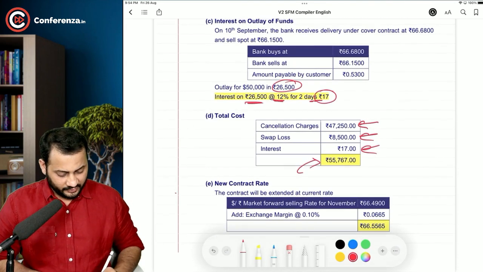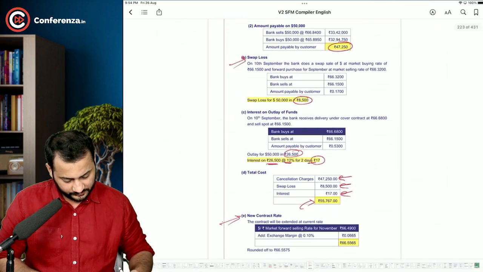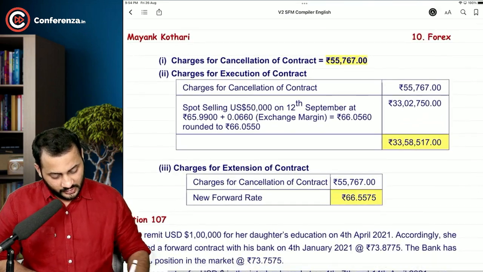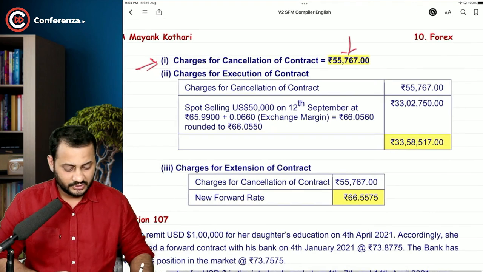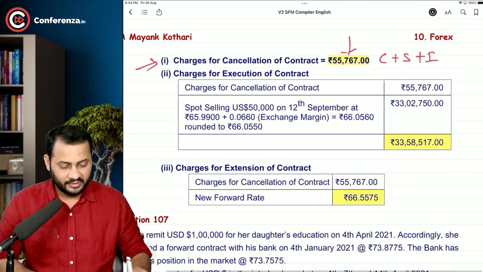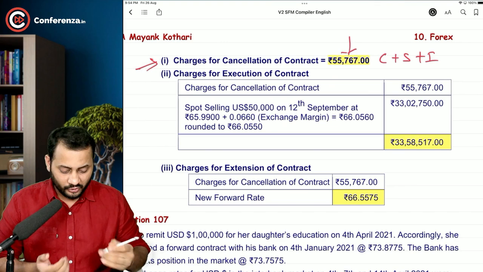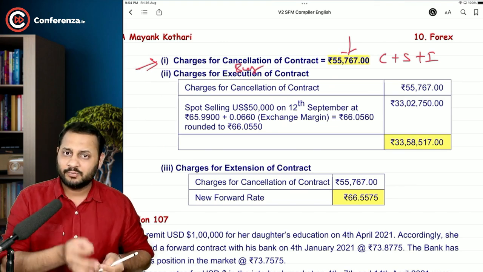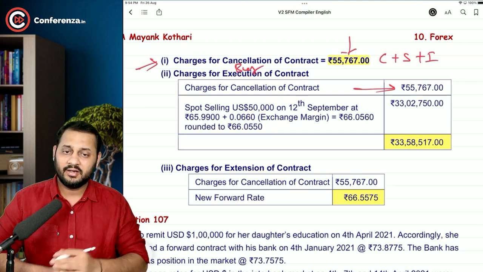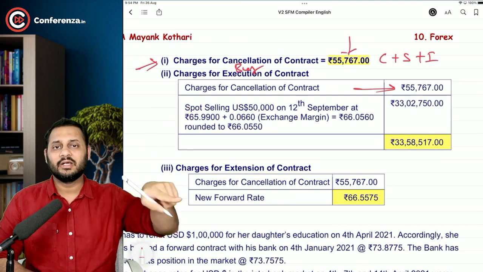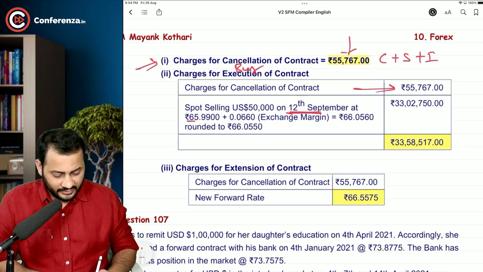Now, very first thing. Let me come to this point. If the customer wants to cancel, he will pay 55,767. That includes cancellation charges, swap loss and interest. And he can go home. But if he wants to execute, that means he wants to buy. He will buy it at spot. So first he will have to make the payment of 55,767. Okay. And after that, the spot selling rate will be applied to the customer because he wants to buy today on 12th of the September. So the spot selling rate is 65.99.